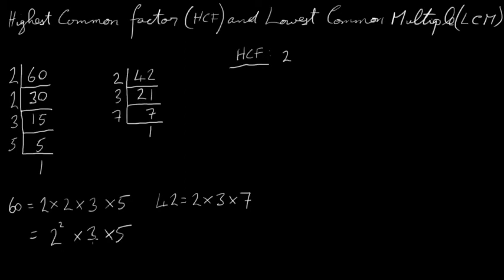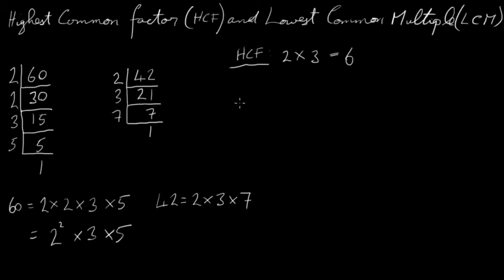Move to the next number then. The next number is 3. Is 3 common to this set of prime numbers and this set? Yes, it is. So we're going to use 3 as well. It's 3 to the power of 1, so we don't have to worry about powers. We have a 5 here. We have no 5 here, so it's not a common factor, so we don't use 5. We have a 7 here, so we look at this set of prime numbers. We don't have a 7 here, so we ignore the 7 as well. So our highest common factor is 2 times 3, which is 6. So the highest common factor between 60 and 42 is 6.